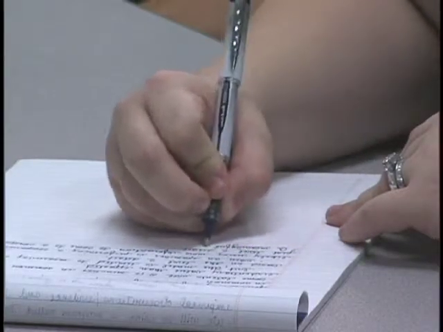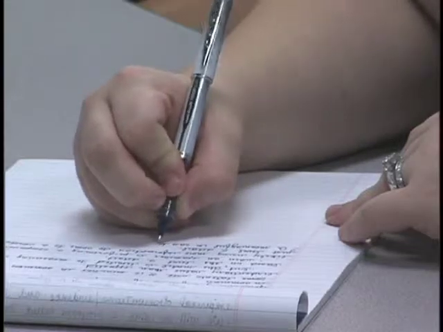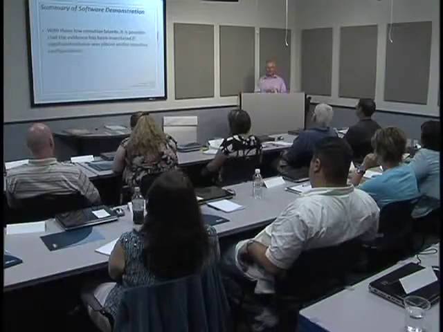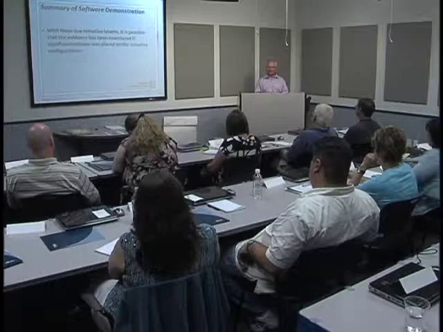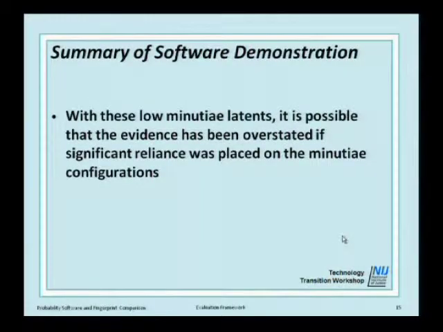So with these low minutiae latents, it's possible that the evidence has been overstated. So we're in that 3 to 8 zone. It's very possible we've overstated the evidence if we relied purely on the minutiae. So again, we're not saying that everyone's made big errors down there. I have no evidence to suggest that fingerprint examiners have made loads of errors. I think we said right at the start, 99.9% of the time, we expect that we're correct. But if we were relying just on the minutiae, then we might again have overstated that evidence.